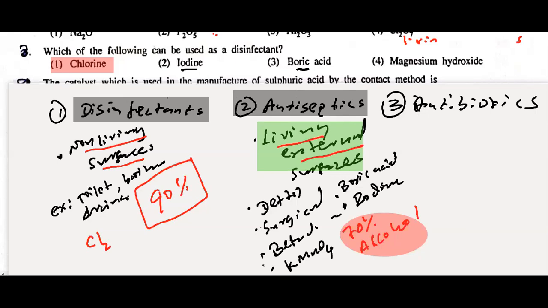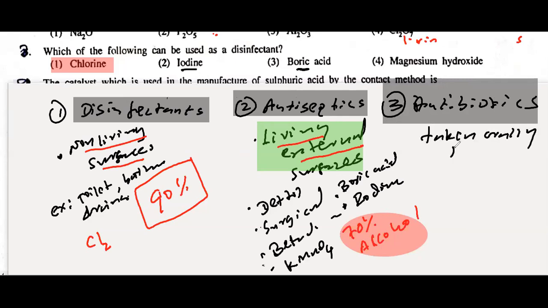Drug. Then antibiotics. What are antibiotics? Antibiotics are taken orally to kill germs inside the living tissues. To kill germs in living tissues.